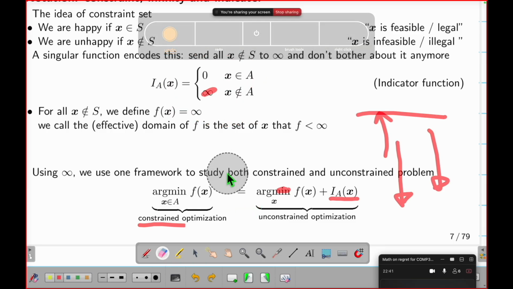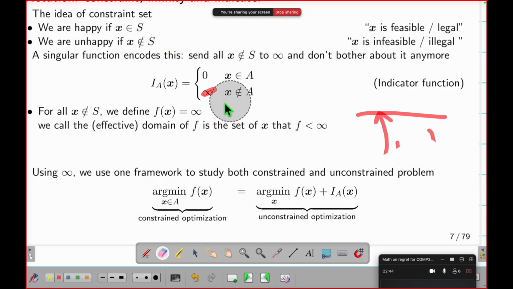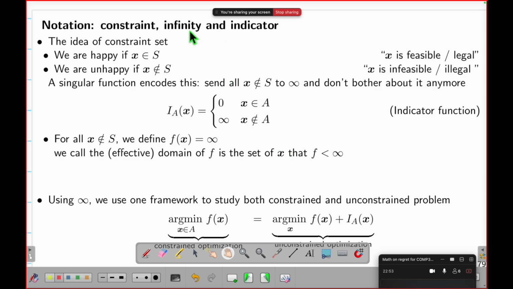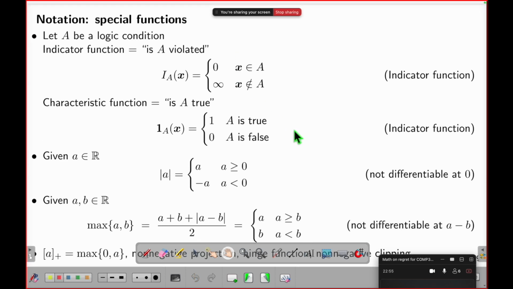And this is a singular function. What does it mean? Because this function you cannot differentiate. It's some real function, but this will become very useful. So this is just formality. This is called the indicator function. Okay, but then we have also another tool. First, I have an indicator function. What the indicator function is basically saying is, A violated. So let's say A is some logic condition. If A is violated, then go to infinity. If A is true, then 0.